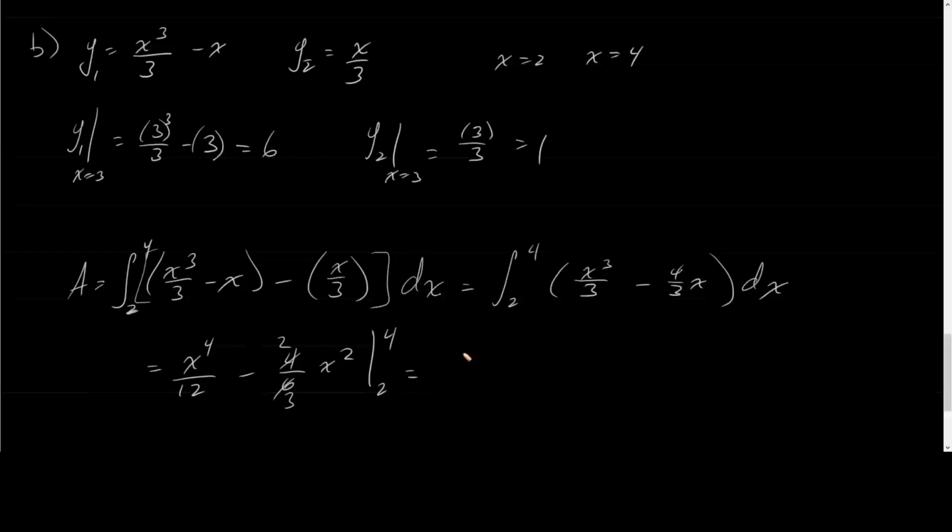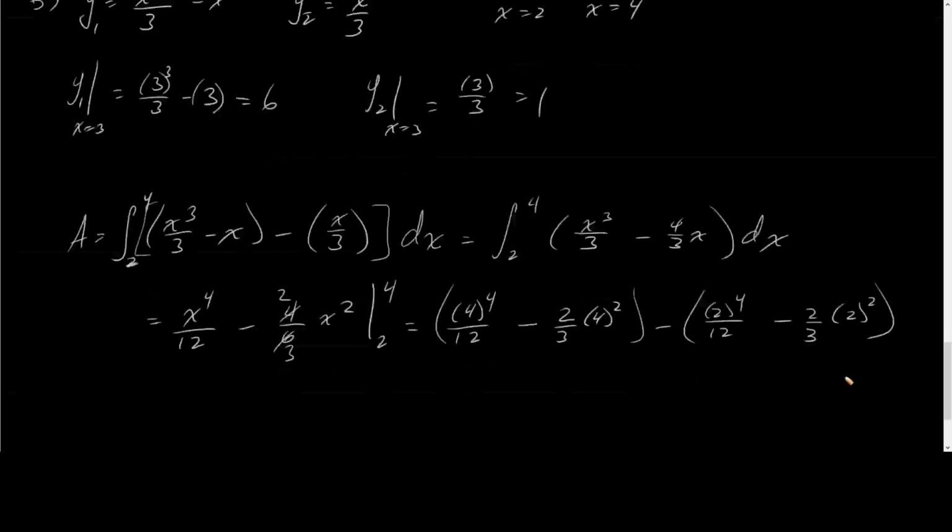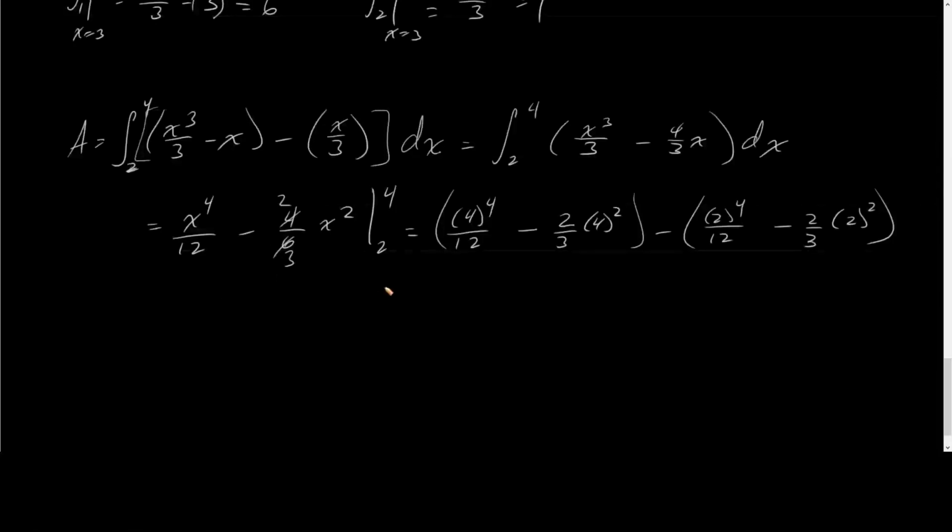Plug in the top, so I have 4 to the 4th over 12 minus 2/3 times 4 squared, and then minus, plug in the bottom, 2 to the 4th over 12 minus 2/3 times 2 squared. And, well, what does that give us? Well, 4 to the 4th: 4 times 4 is 16, then times 4 is 64, and then times 4 again is 256.